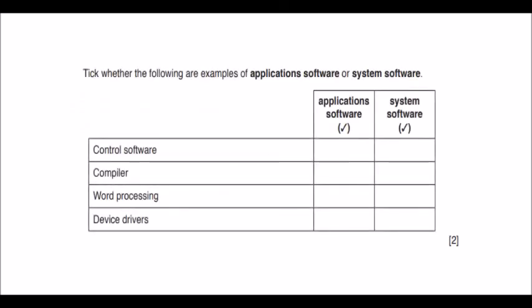Next question. This one says control software, application software and system software. Control software, which one is that? Control software is an application because it's just for a specific purpose. Compiler is a system software. Word processing is an application, and device driver is a system software.